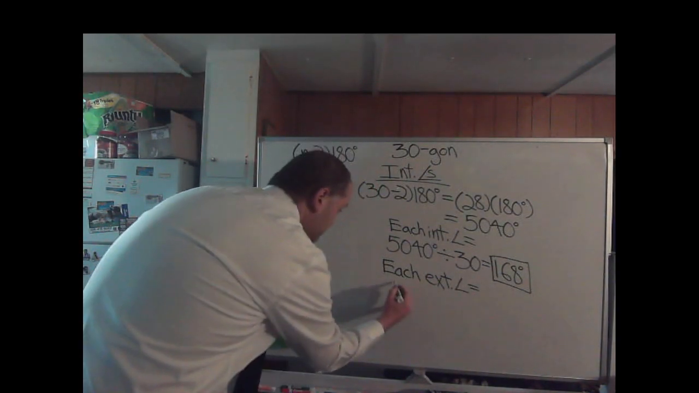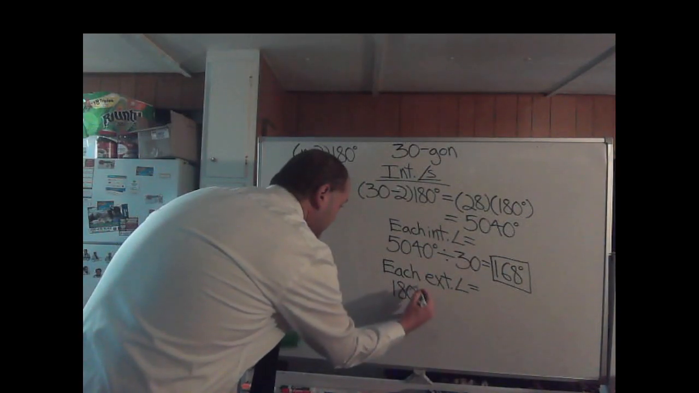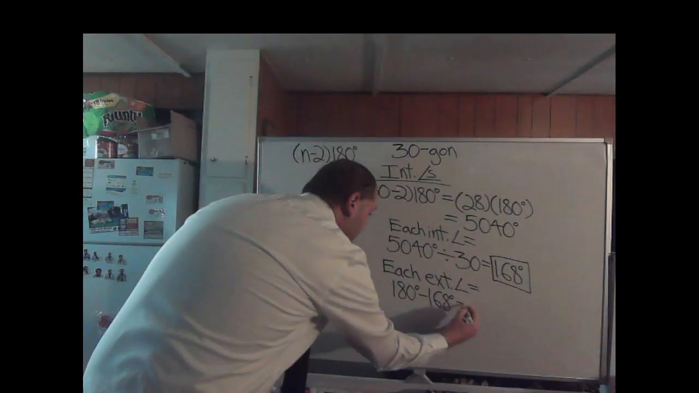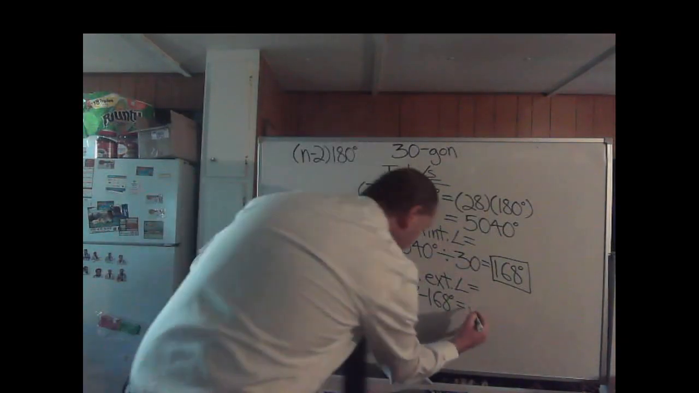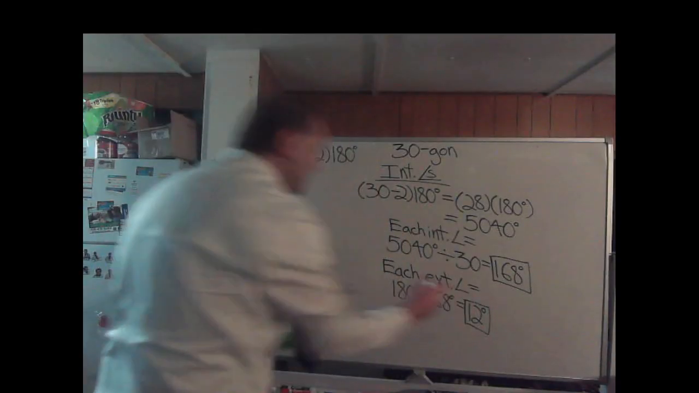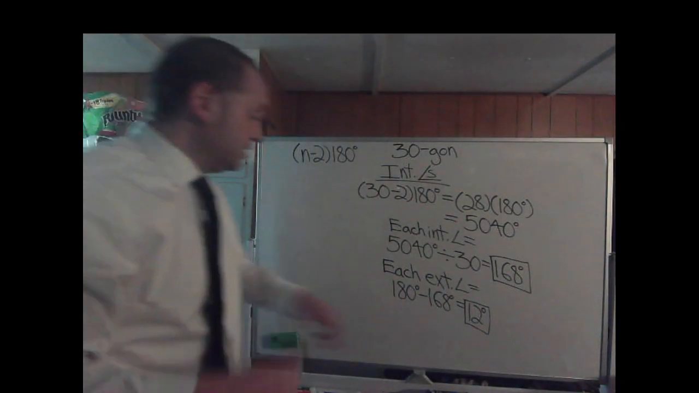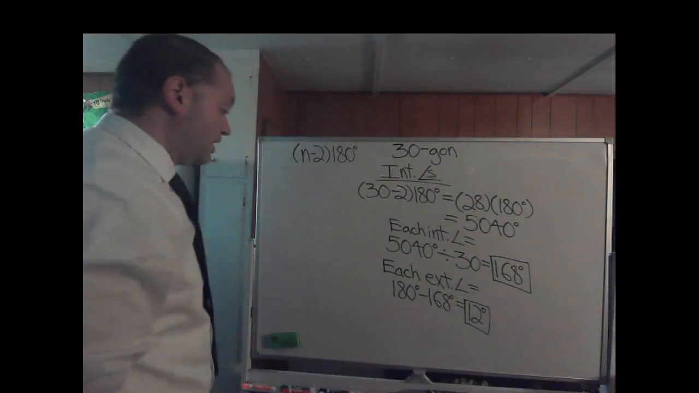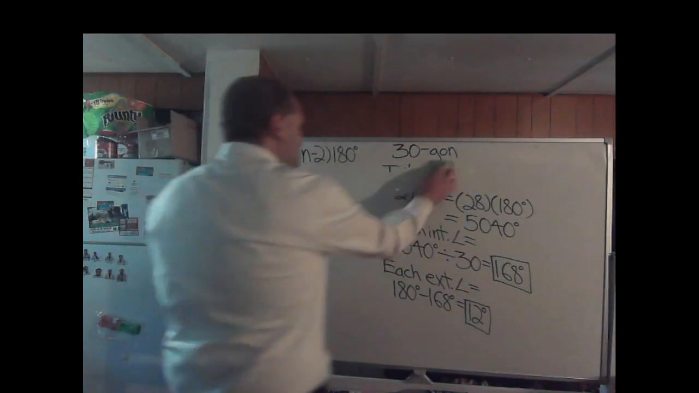That's going to be equal to, of course, 180 degrees minus that 168, which means each exterior angle is only 12 degrees. So each exterior angle of a regular 30-gon is going to be 12 degrees. Now this is going to change a little bit for the next 4 problems.